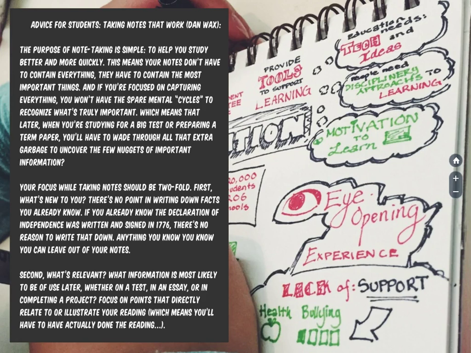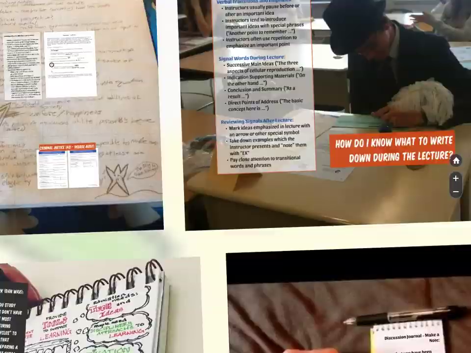Your focus while taking notes should be twofold. First, what's new to you? There's no point in writing down facts you already know. If you already know the Declaration of Independence was written and signed in 1776, there's no reason to write that down. Second, what's relevant? What information is most likely to be of use later, on a test, an essay, or completing a project? Focus on points that directly relate to or illustrate your reading, which means you'll actually have to get done reading the textbook.